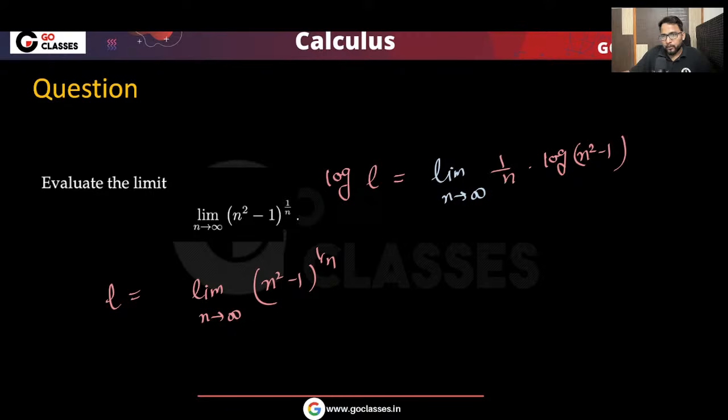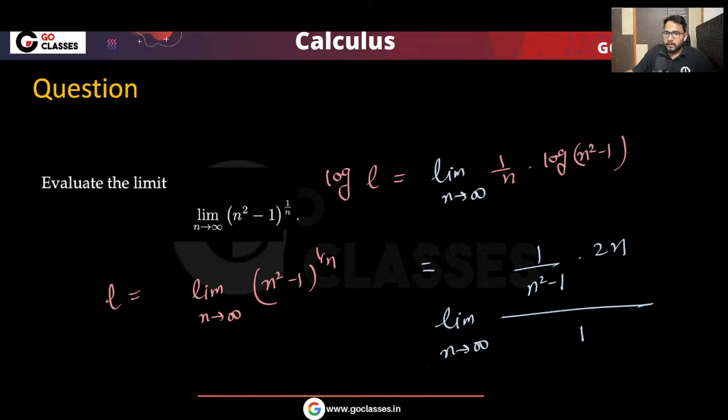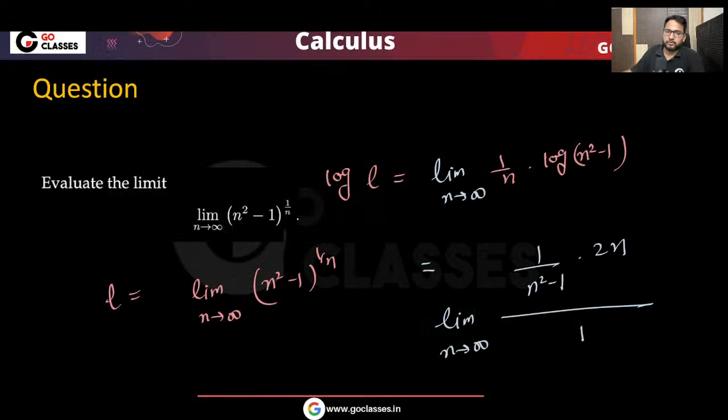Now this is infinity upon infinity form. You can apply the L'Hopital rule, which will be 1 upon n square minus 1 into 2n divided by 1, right? Now this is limit n tends to infinity, which is coming out to be 2n upon n square minus 1, limit n tends to infinity, right? This is the thing, right? 2n upon n square minus 1.